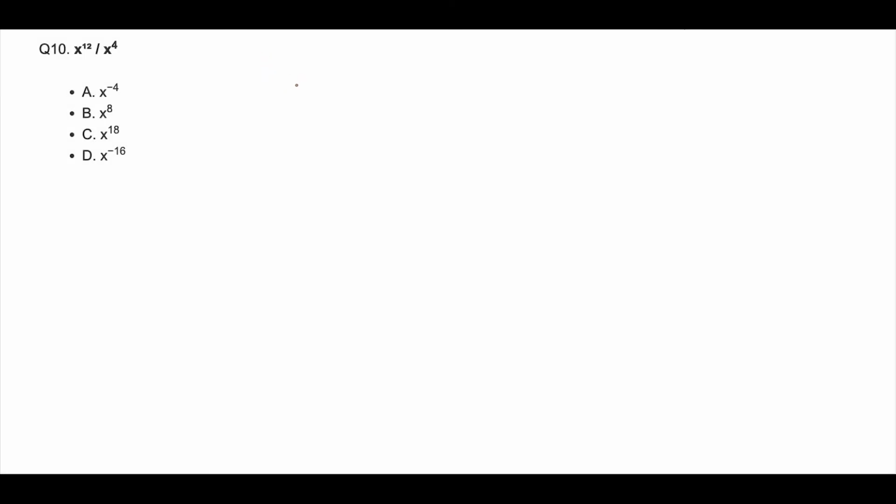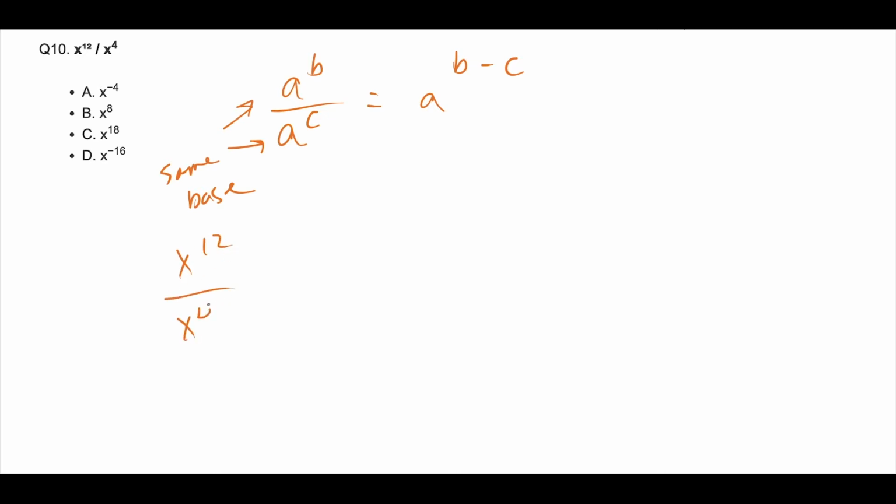Okay, for the next question here, you just have to know the law of exponents. When you divide two exponent terms that have the same base, so notice they have the same base, matching terms a, then you could evaluate this by doing a to the b minus c power. So if we look at this, x to the 12 divided by x to the 4 is equal to x, because we have same base here, to the 12 minus 4, which is x to the 8th power. So this is going to be choice B.